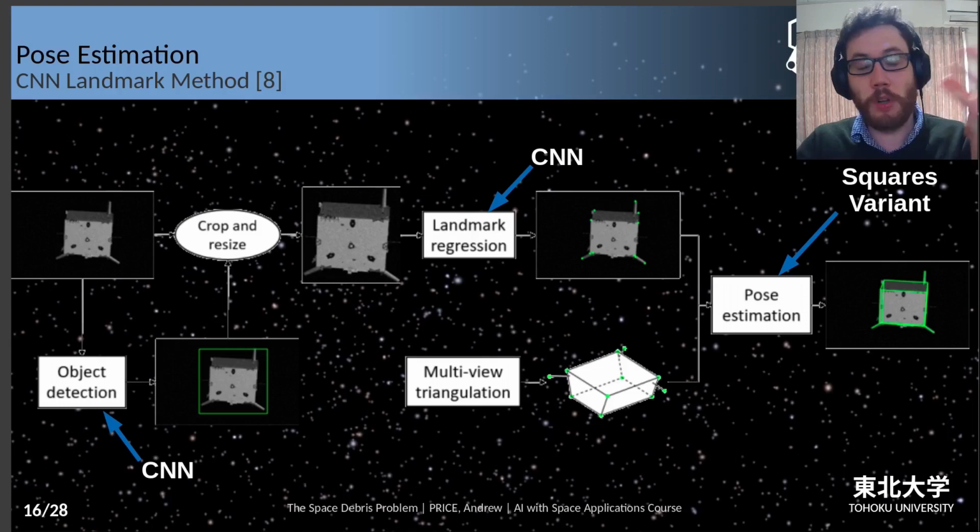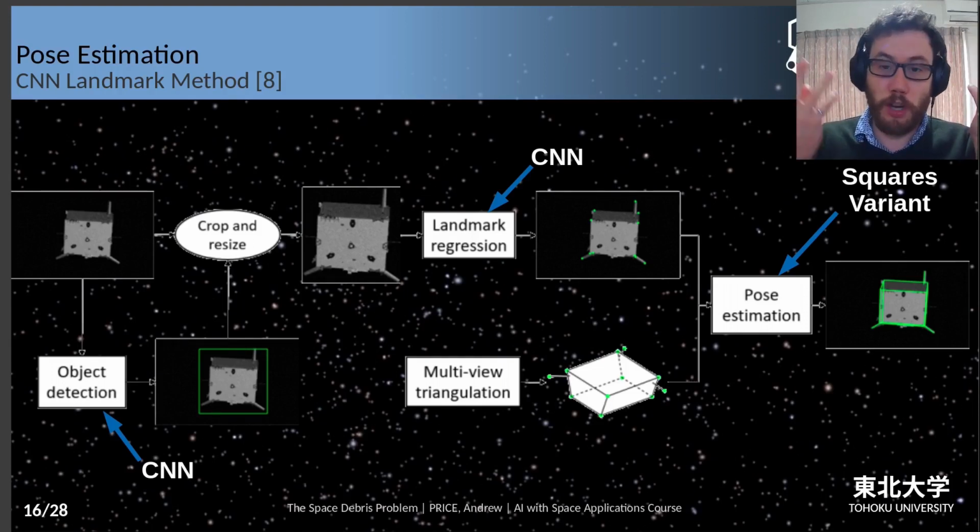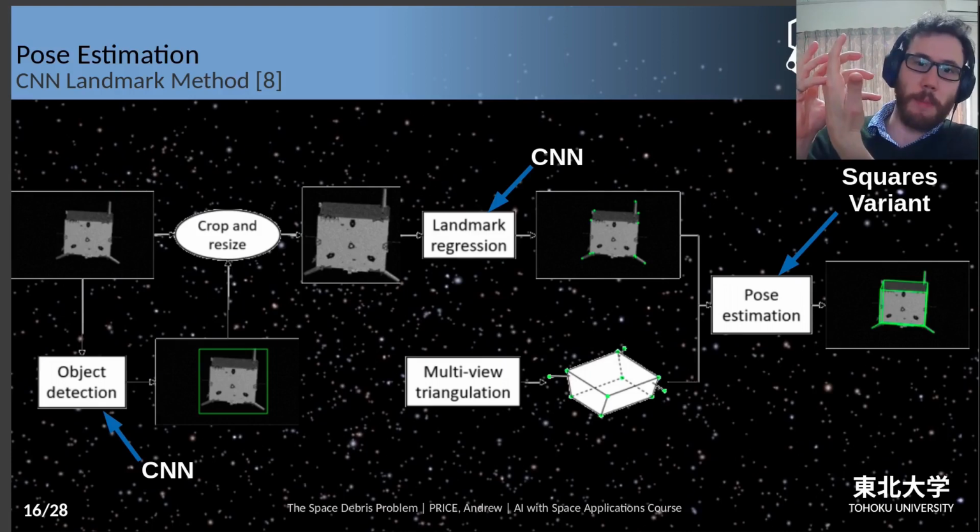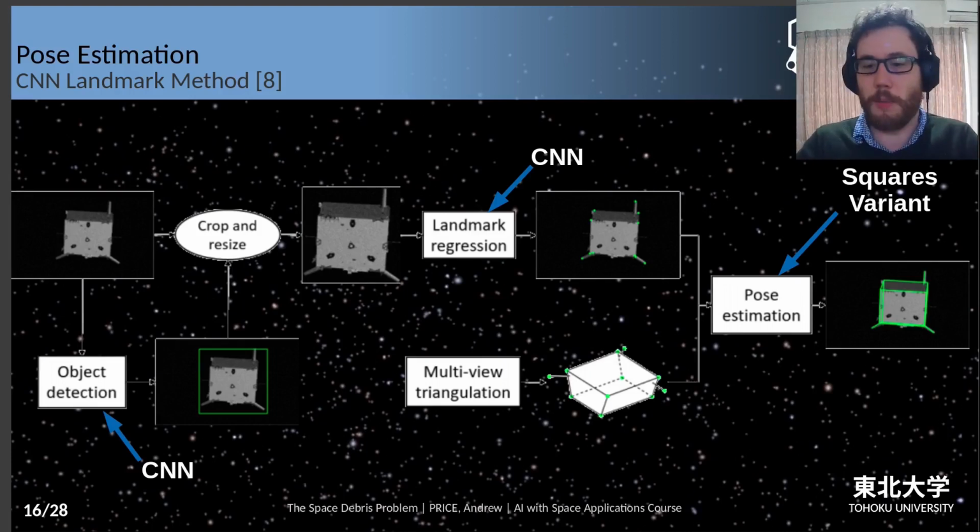the object. And then once we have those vertices, we can correspond those with the known geometry, and we could find, well, how do we get the vertices to map to the geometry? And oh, we found it. That must be the orientation. And so that's the pose estimation.